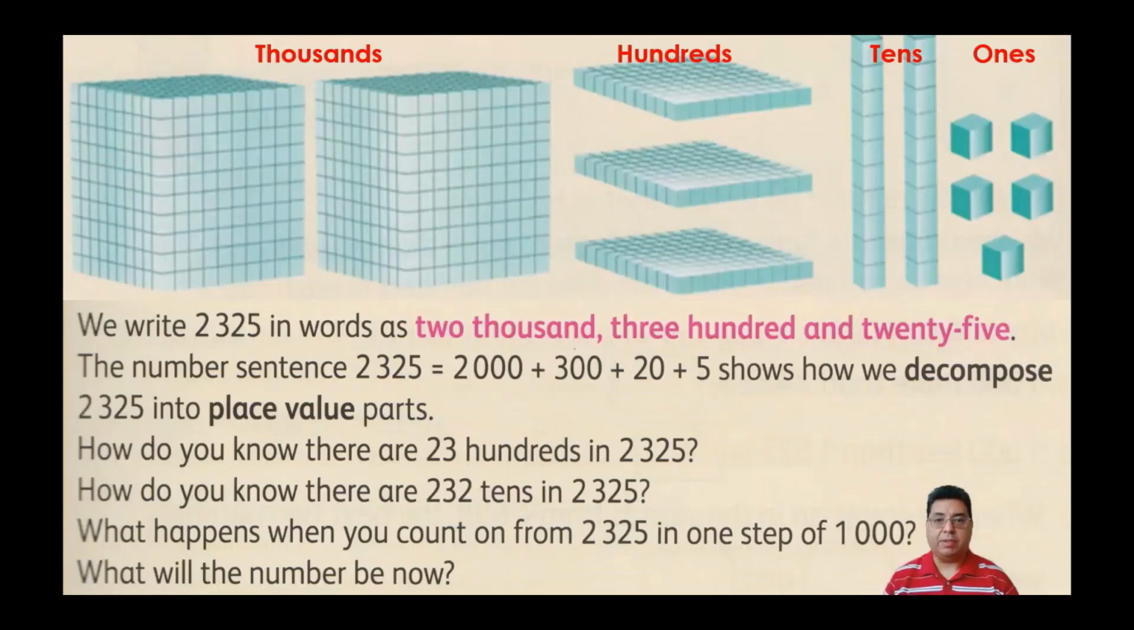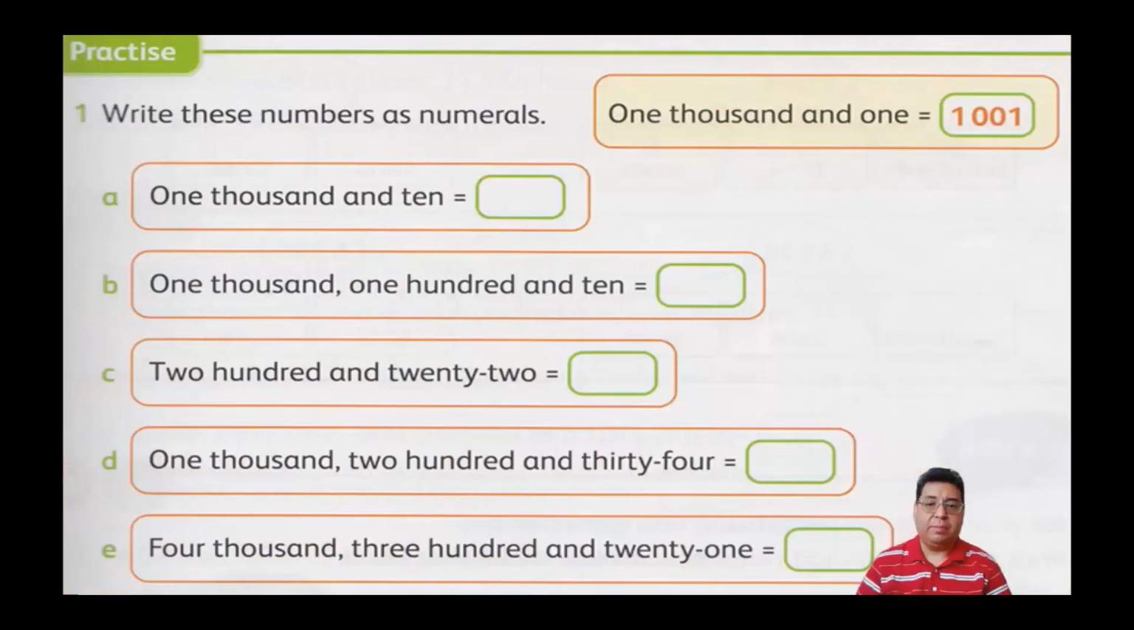So this intro portion has gone on pretty long, so why don't we go ahead and get started on the examples now. And this is pretty straightforward here. It just says write these numbers as numerals. So for letter A, we're just going to write these as numerals, as numbers. So we have 1010, which looks like this. For letter B, we have 1110, which looks like this.